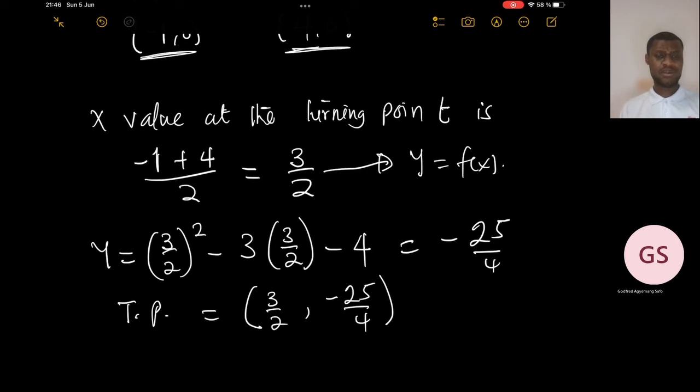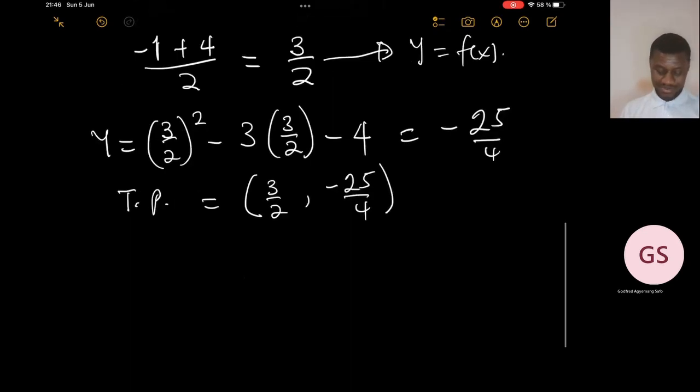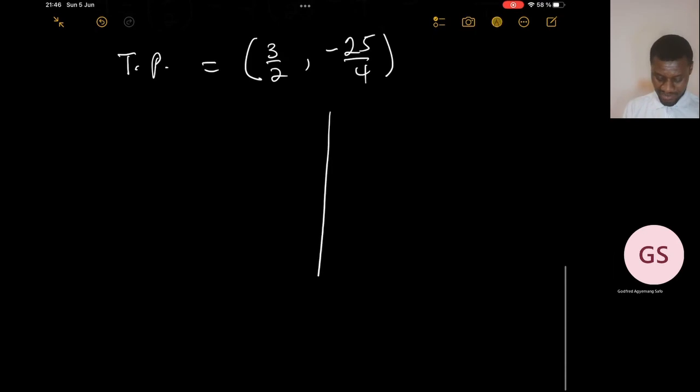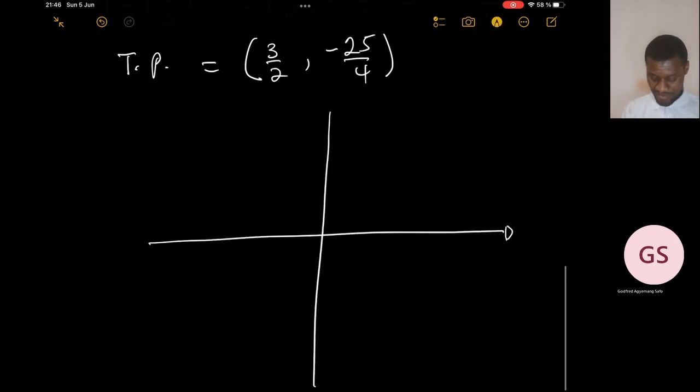Okay, so now we have the turning point, we have the x-axis crossing points, we have the y-axis crossing point. Now we can sketch our graph. So sketching the graph, we have our y, our x, and this is our 0. Now you know the x values at the cutting points. So we have minus 1 here and we have 4. So the graph will pass through these 2 points.